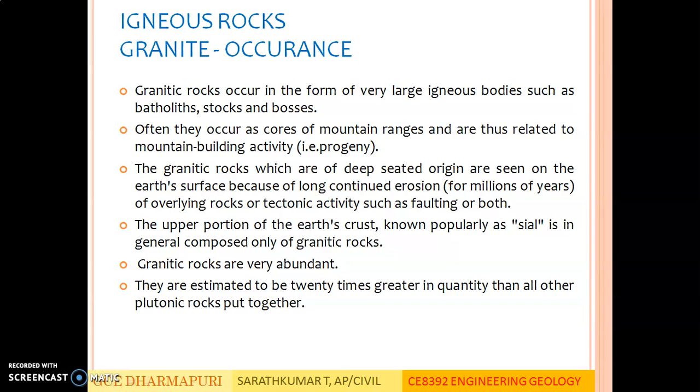The upper portion of Earth's crust, known popularly as sial, is in general composed only of granitic rocks. Granitic rocks are very abundant. They are estimated to be 20 times greater in quantity than all other plutonic rocks put together. So it is the most commonly existing igneous rock.